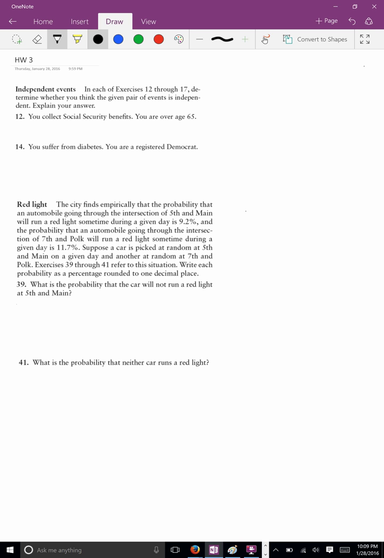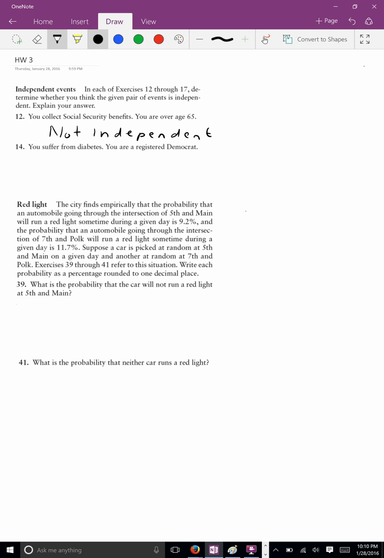So for 12, we look at the two events: you collect Social Security benefits and you are over the age of 65, and we want to know, are those independent or not? Well, is being over 65 going to change the likelihood that you collect Social Security benefits? Well, yes, because almost everyone over the age of 65 collects Social Security, right? So the answer here is that these are not independent. Okay. Being 65 definitely affects the probability that you're going to collect Social Security benefits.